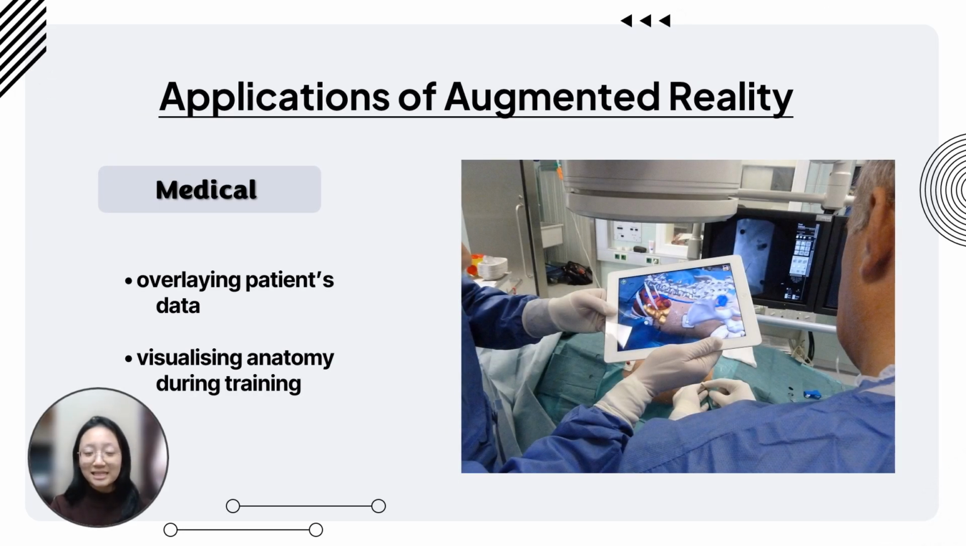Hi, I'm Cindy Chin Fei Ann, and I'm going to explain about applications of augmented reality and virtual reality, AR and VR. For AR, it is used in the medical sector to overlay patients' data in surgeries such as MRI and CT scans to help improve precision. Moreover, it is also used in visualizing anatomy during medical training to help doctors practice procedures.